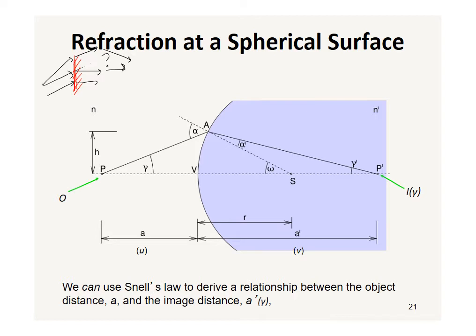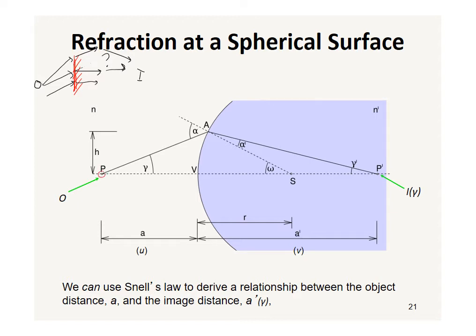How do you get rays to go to a point? Because we've been talking about our object point and some mysterious image point, but we didn't actually say how you can make that happen. So now I'm going to show you that a spherical surface can actually do that for you, at least to a good approximation.